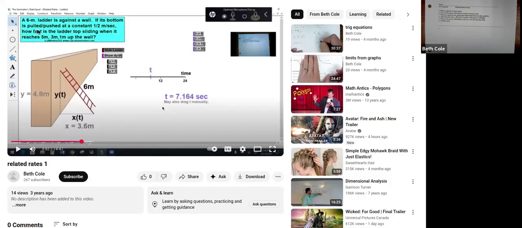How fast, that's our question mark, is the top of the ladder sliding down? So that's our Y dimension. When it reaches 5 meters, and then they put 3 meters in one. We're only going to do the problem once, so we're going to do the 5 meters. They have to stay at 5 meters because if everything's moving, you have to pause it at a particular moment. You can't find the answer for all time. This is not everything everywhere all at once. You have to talk about one particular moment. Do you get what I'm saying?